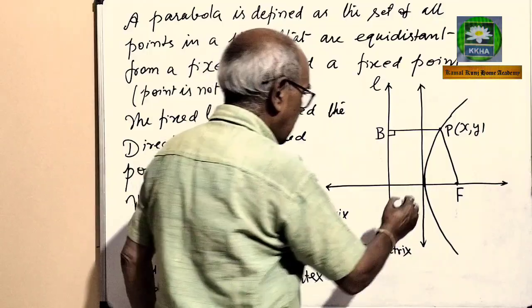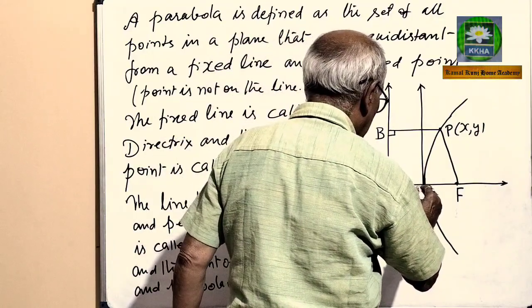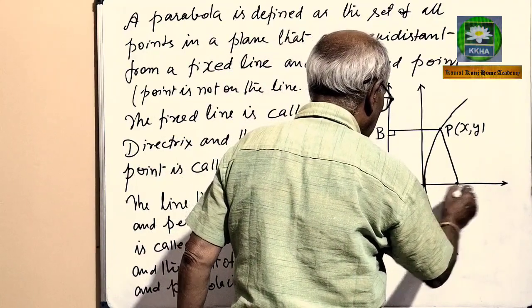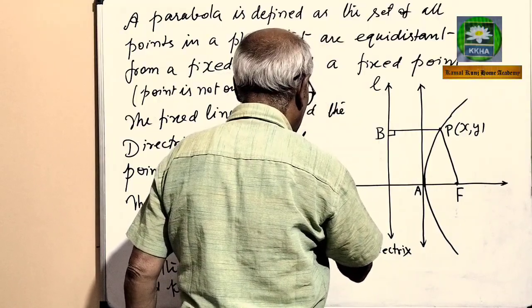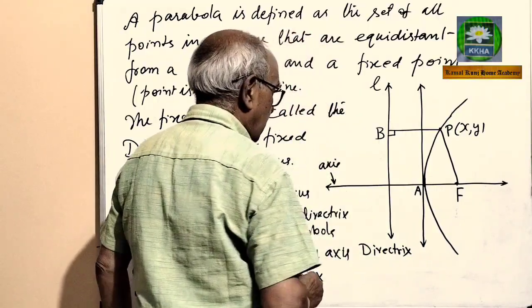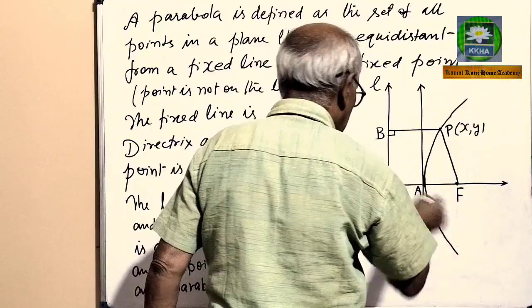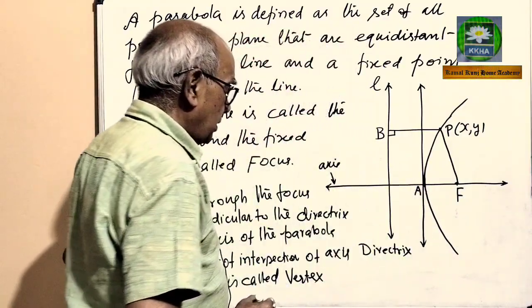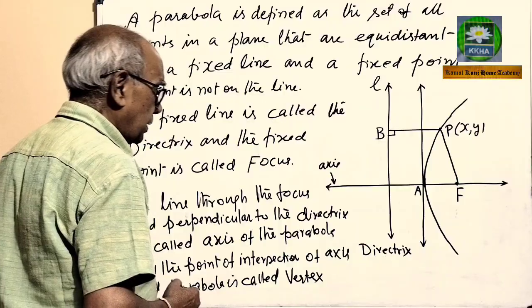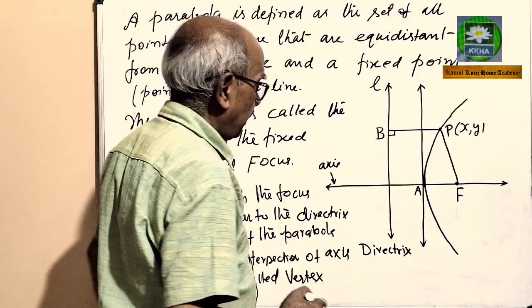Suppose this is the point of intersection. This is the axis and this is the parabola. The point of intersection is called vertex. So A is called vertex of the parabola.